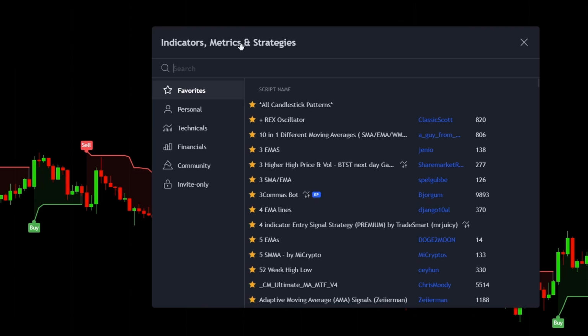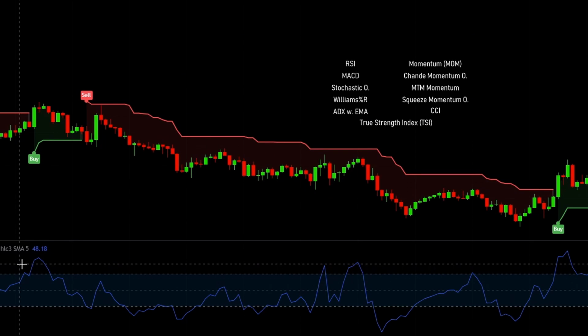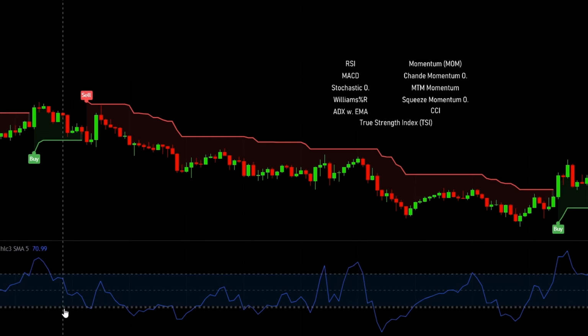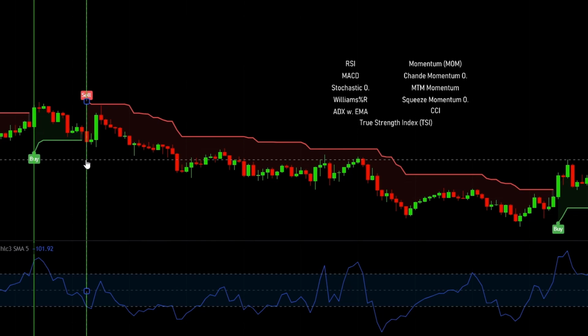The next one is the CCI, which is the Commodity Channel Index, so add this one to your chart. Again, it's a one-line indicator, so we will use it just like any other one-line indicators. Long entries are only allowed if the line is above the zero level, and short entries are only allowed if it's below the zero level. Therefore, this would have been a valid long entry, and this is a valid short entry.